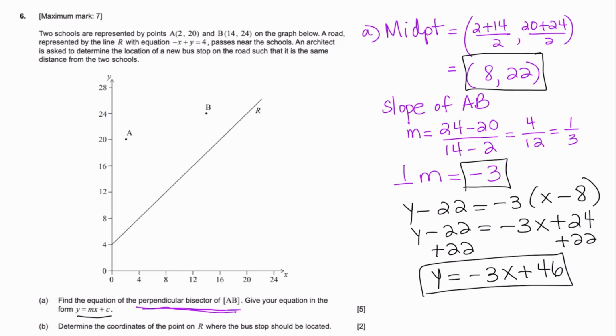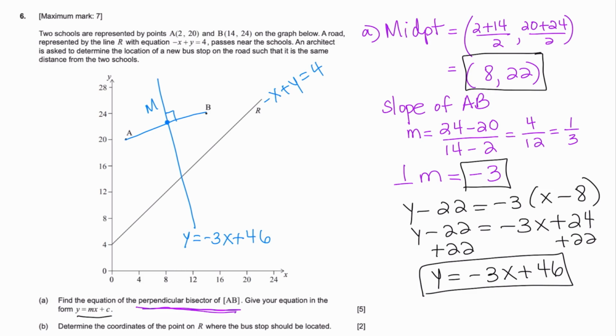Part B, determine the coordinates of the point on R where the bus stop should be located. So what we have found is the actual midpoint. Here is the line AB, and we found the perpendicular line to AB. That's the equation that we found, y equals negative 3x plus 46. They gave us this equation. It is negative x plus y equals 4.